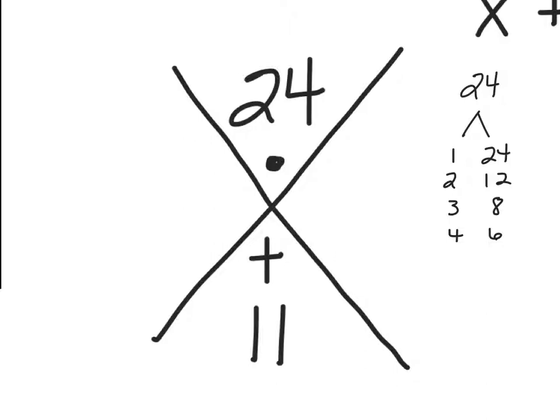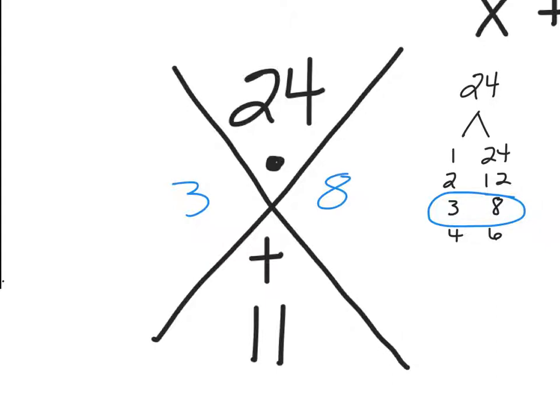Well, I need 2 numbers that multiply to be 24, but also add to be 11. For example, 1 and 24 add to 25. That's not 11. 2 and 12 is 14. That's not 11. 3 and 8, oh whoops, 3 and 8 is 11. So these are my 2 numbers, 3 and 8. 3 times 8 is 24, and 3 plus 8 is 11. Those are the 2 numbers that add to be 11 and multiply to be 24.